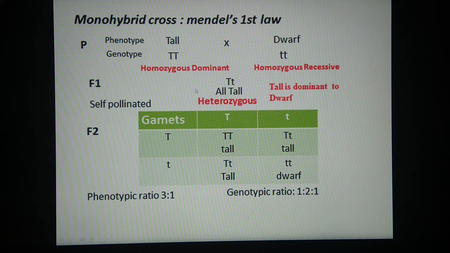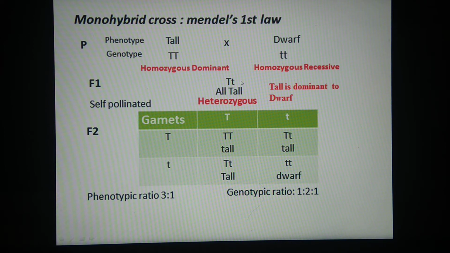We'll get the F1 generation, which shows all tall individuals, all tall plants which are heterozygous. And when these are crossed together, that means when self-pollination of the F1 hybrid takes place, it results in formation of the F2 generation, which shows phenotypic ratio 3:1 and genotypic ratio 1:2:1. So here one character, height, is considered.